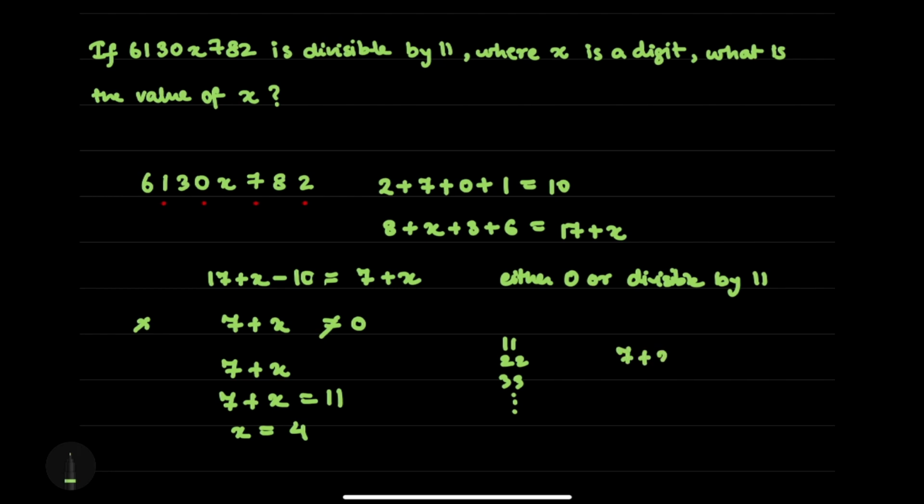So say 7 plus x is equal to 22, and x comes out to be 22 minus 7, which is 15. So as x needs to be a single digit number, this is the only value that satisfies our equation, and not this one, because this is a two-digit number. Therefore, the value of x is 4.